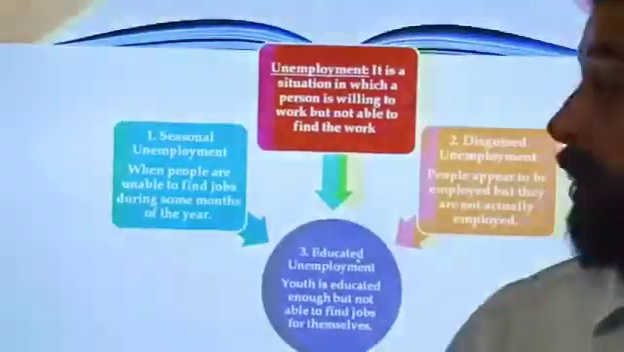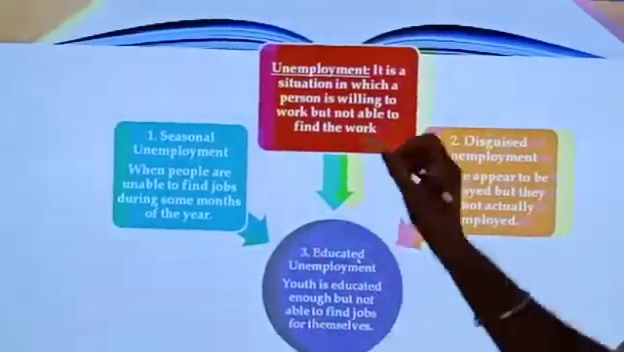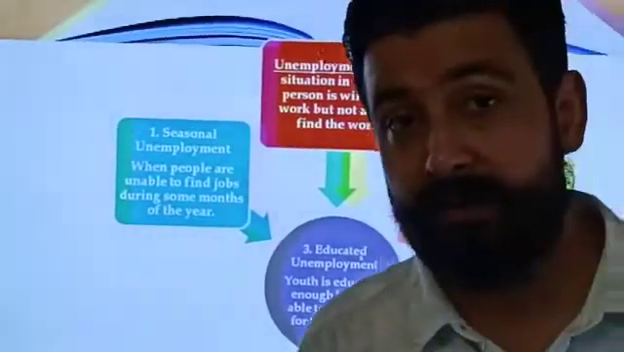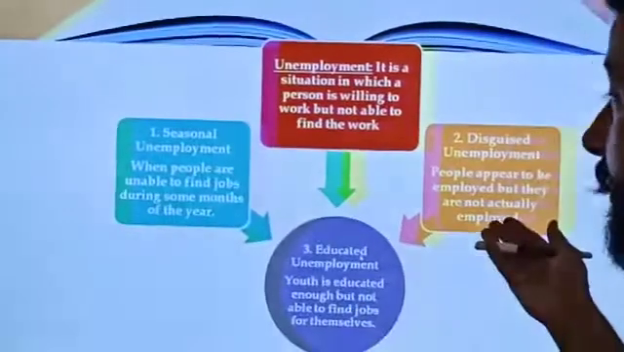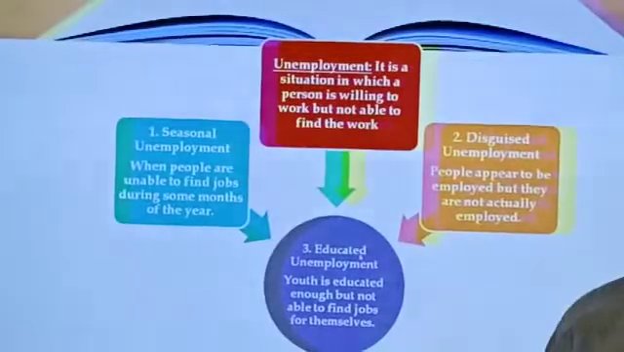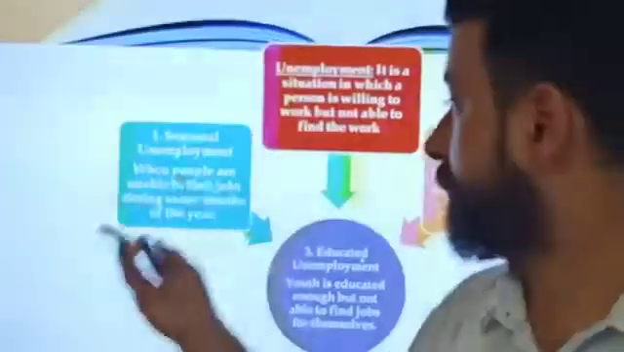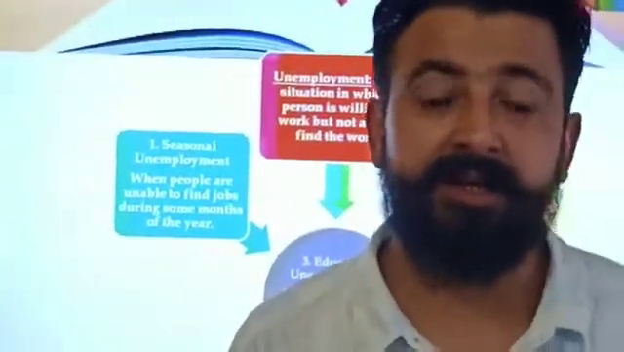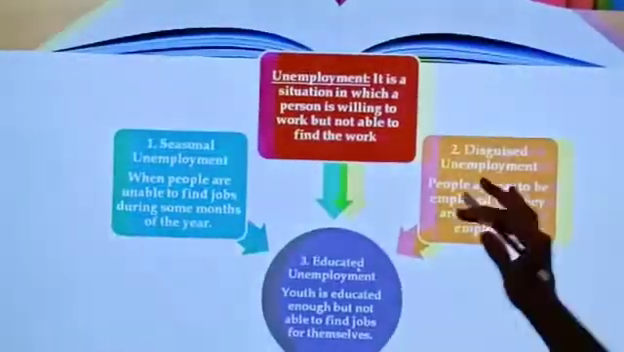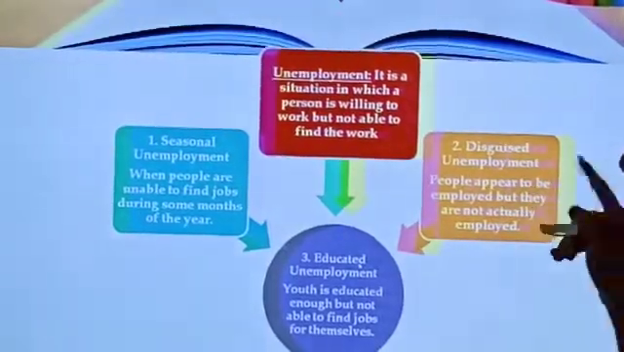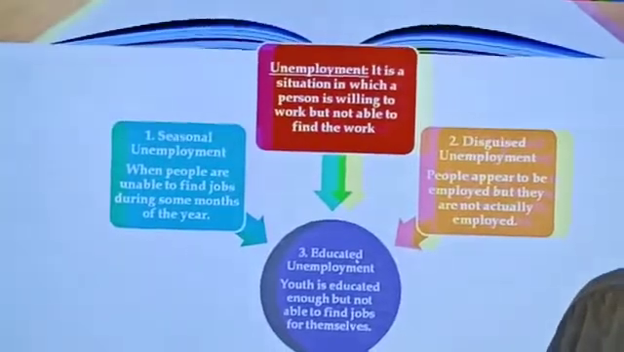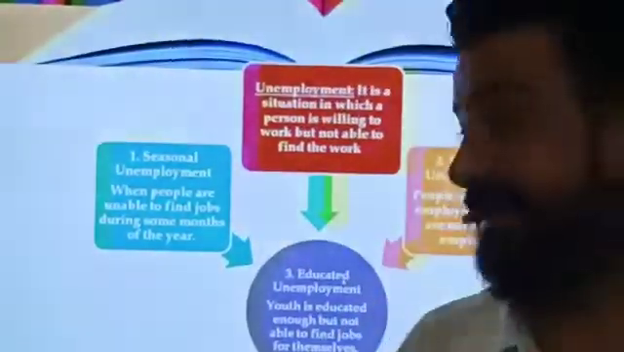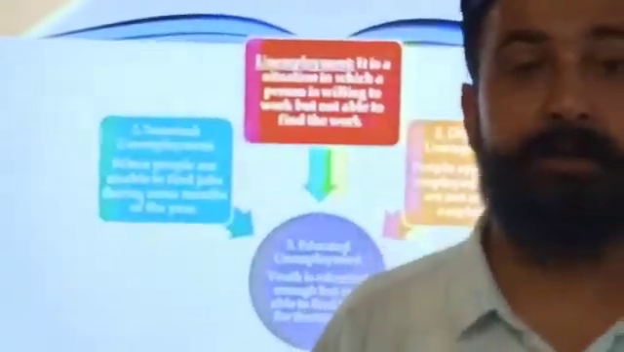Okay. So now unemployment. What is unemployment? The definition of unemployment is a situation in which a person is willing to work but not able to find work. Underline this. There are three types of unemployment: seasonal unemployment, disguised unemployment, and educated unemployment. Seasonal unemployment means people are unable to find jobs during some months of the year, like in rural areas, after sowing and after the harvesting season, they are free, they have no jobs. After that, disguised unemployment. People appear to be employed, but they are not actually employed. Like in our family business, we require only three members, but five members are working on it. All the members are shown as employed, but another name for this is hidden unemployment or disguised unemployment.